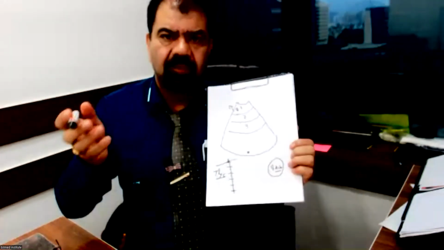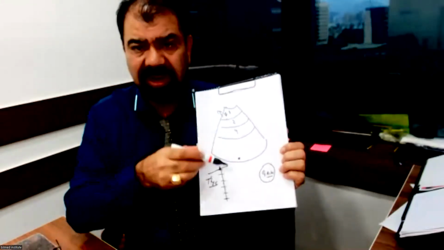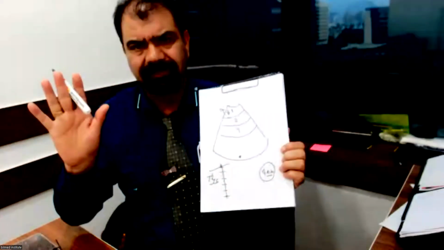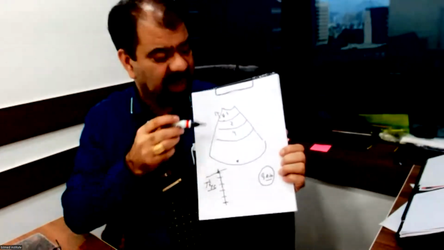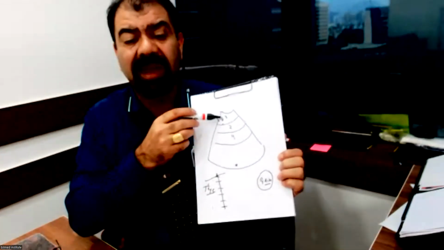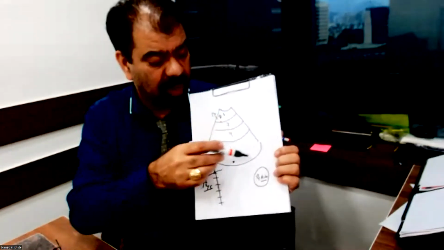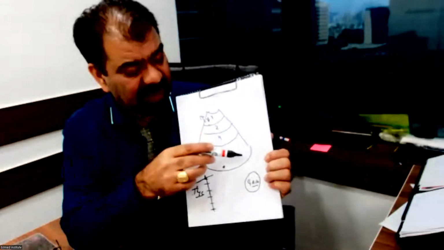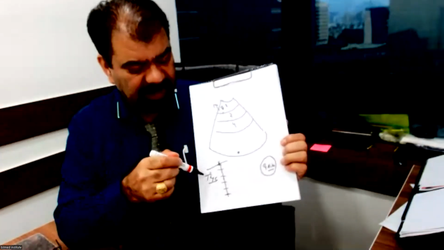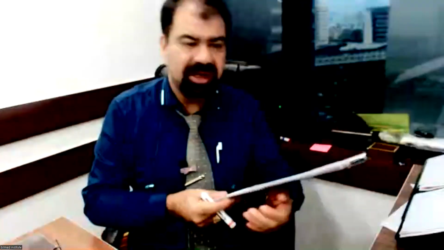Now, when to decrease or increase, that is another topic. So these TGCs are the gain of a specific area. If you don't want to decrease or increase the overall gain, here is the TGC. So TGC is nothing but the gain of a specific area. Okay.